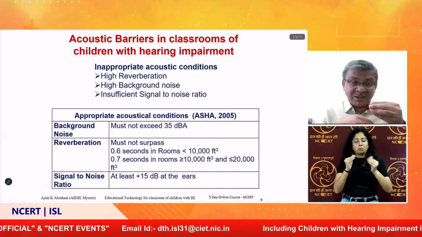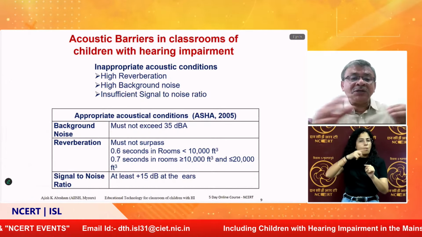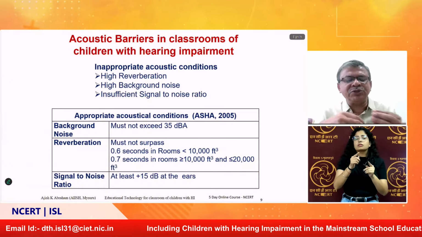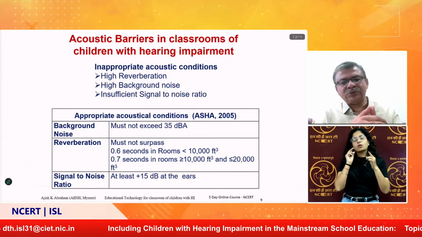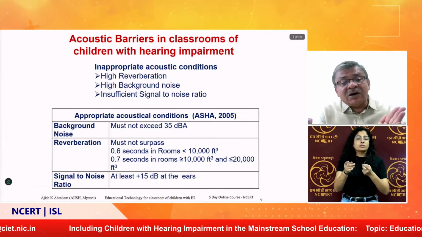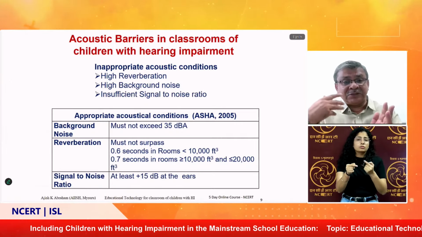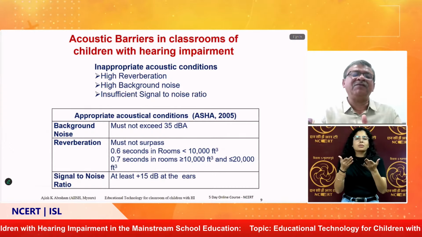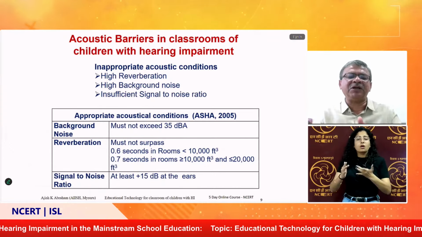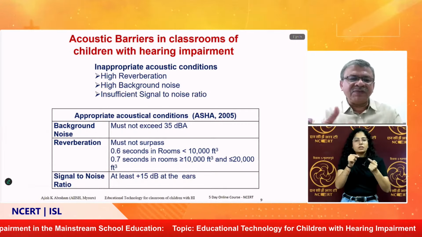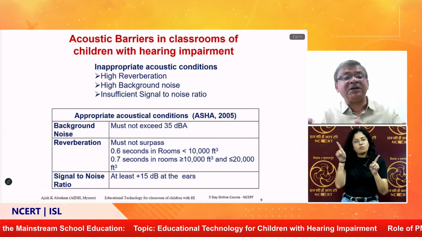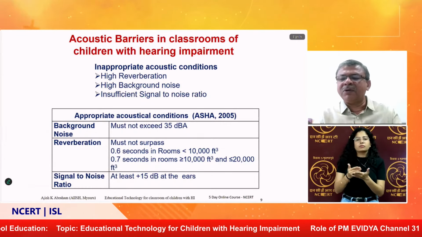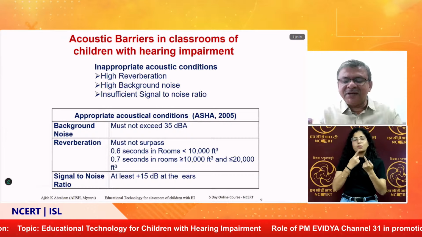Similarly, the reverberation should not cross some value. Similarly, the signal to noise ratio should be within some value. So if the background noise is above 35 dB, it is a barrier to children with hearing impairment. If the reverberation is above a particular value, it is a barrier. And if the signal to noise ratio is below a particular value, then it is a barrier to the child. So we'll be talking about these barriers ahead.